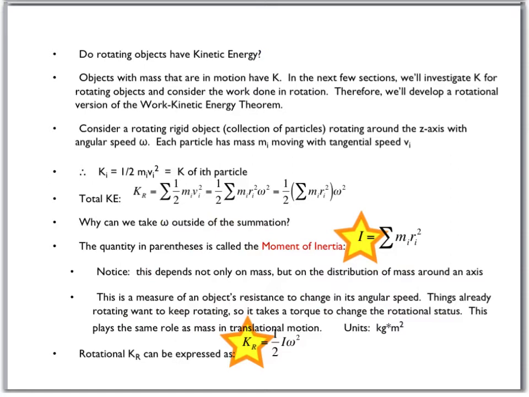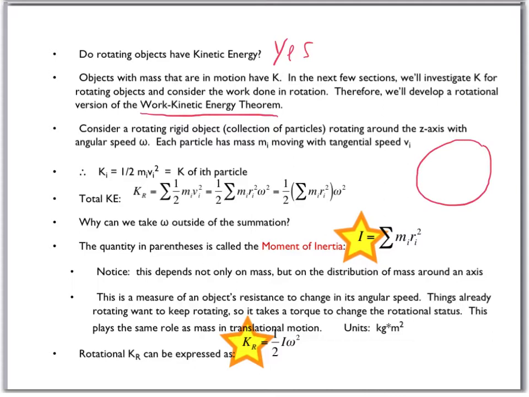So first of all, let's just think about kinetic energy and what that means. Would a rotating object actually have kinetic energy? Of course, that answer is yes. Any object that has mass and is in motion is going to have kinetic energy. In the next few sections, we are going to investigate what this kinetic energy might look like for an object that is rotating and consider the work done in that rotation. So basically, we're going to end up developing a rotational version of the work kinetic energy theorem that we saw in Chapter 6.